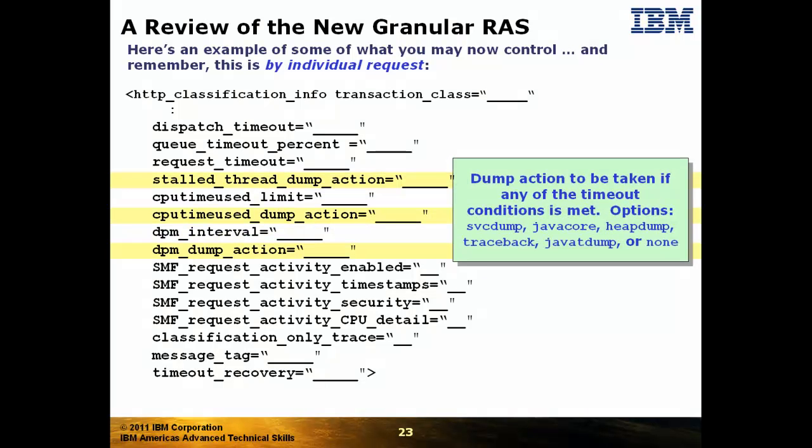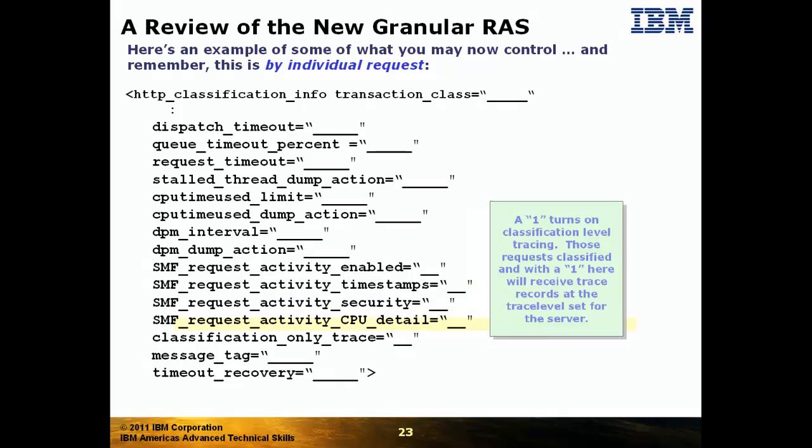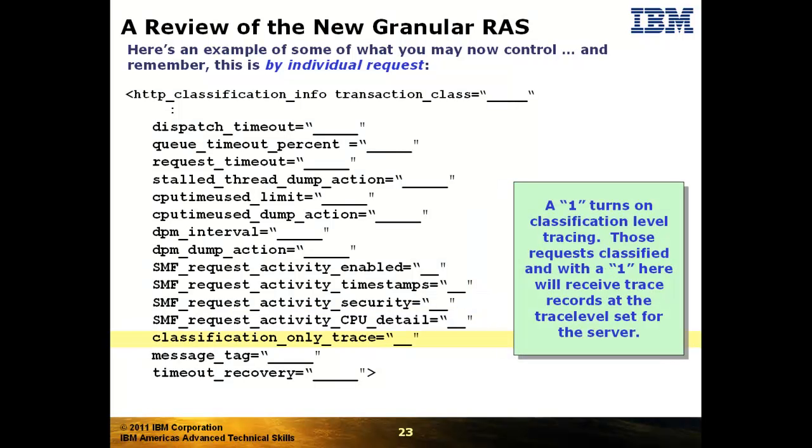You may specify separate dump actions for requests based on the timeout condition that occurs. And you may control SMF 120-9 recording so that records are cut for some requests but not others. And you may indicate if tracing is to be done for a request. A 1 indicates that tracing will be done, and the trace level is that specified for the server itself. This XML file may be dynamically enabled, so that at any time you may activate a new XML file and begin tracing for the requests that have a 1 in this field.